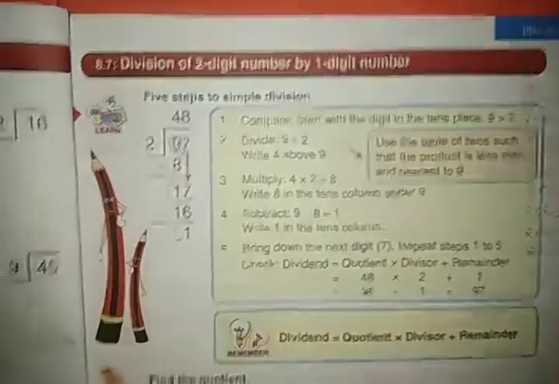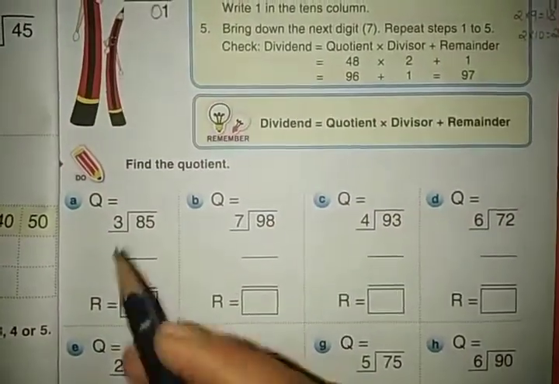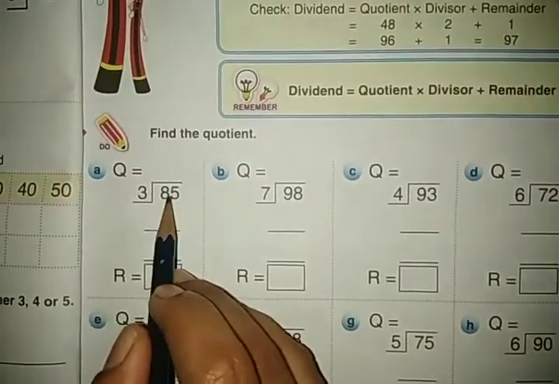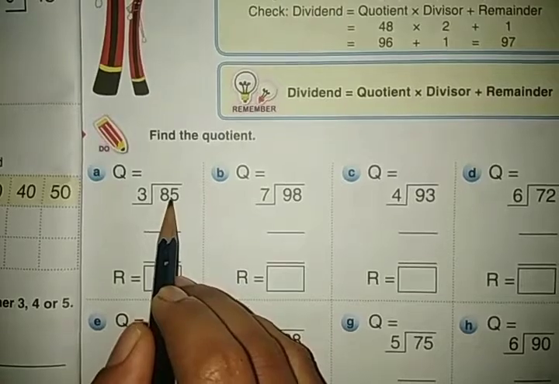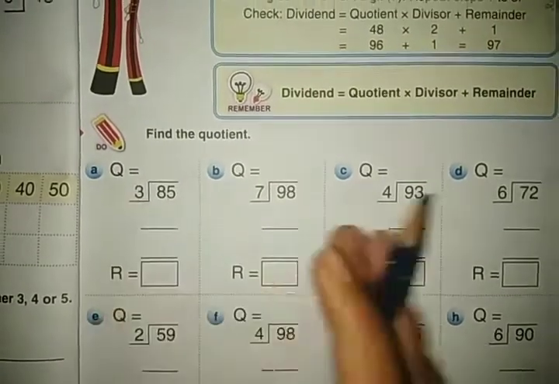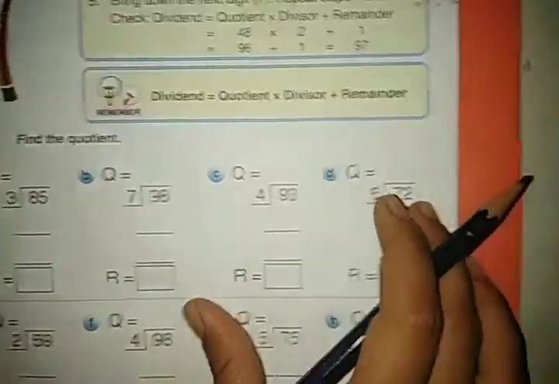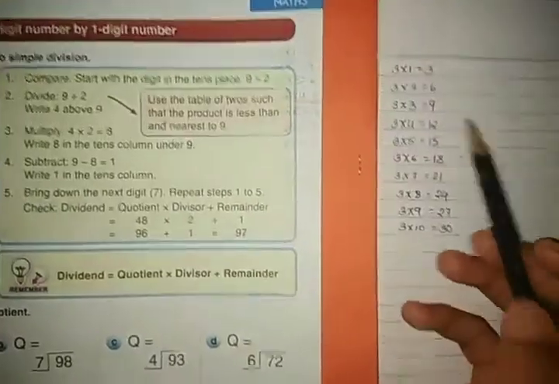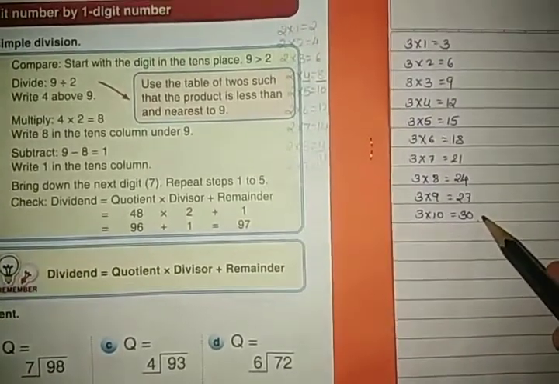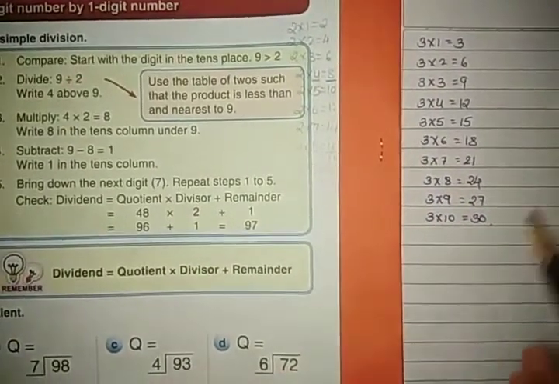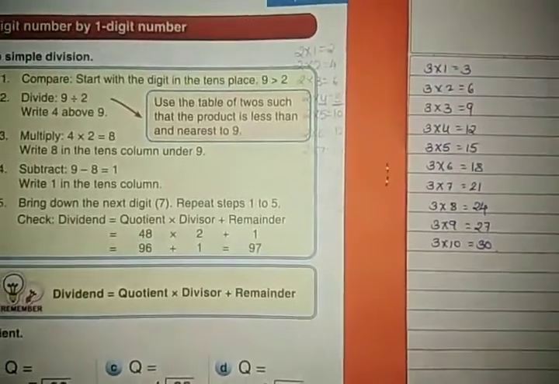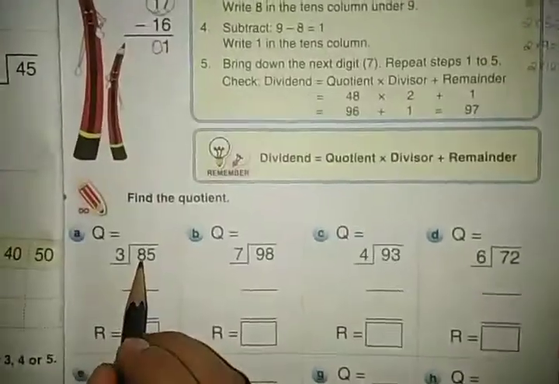Okay, see here, one more example I will explain to you. Here 3 is the divisor and 85 is your dividend. Yes, 3 is the divisor, so write the 3 table first. Okay, children, take one rough paper and write down the 3 table here. The divisor number table you should write down and keep ready. Okay, now here 85 is there.